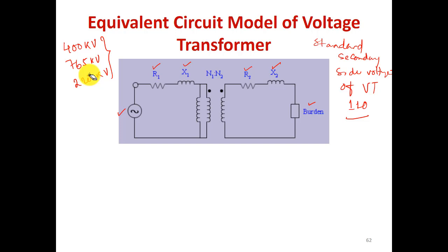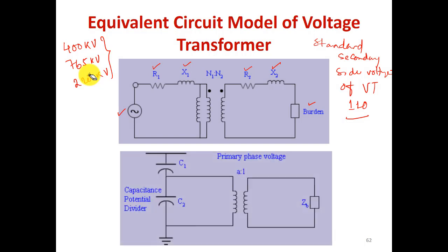And as the turns ratio becomes huge, the transformer design itself becomes very bulky, the size becomes very huge, and the cost also increases, because the more turns we use, the more copper is required. So the transformer becomes very costly and bulky. In order to avoid that, we use capacitances to divide the voltages, and finally a small voltage is applied across the primary of the VT, right?